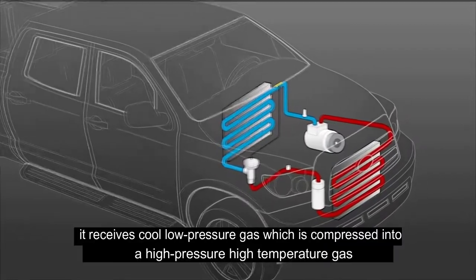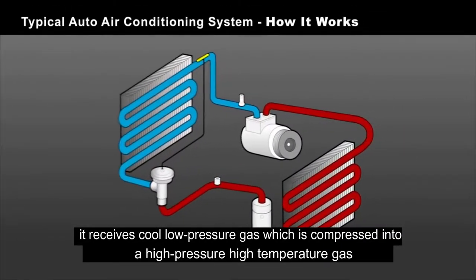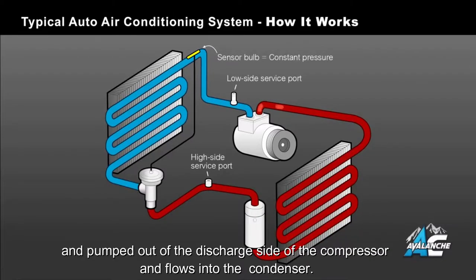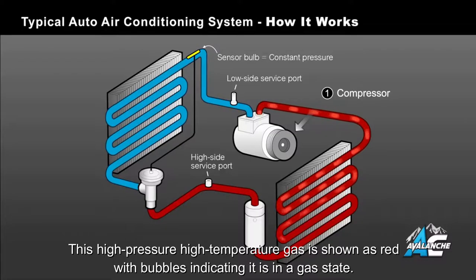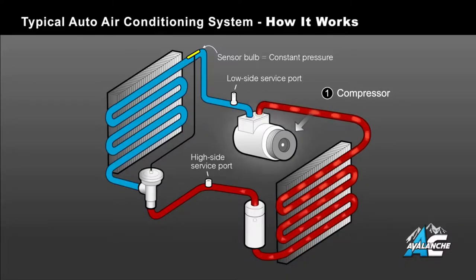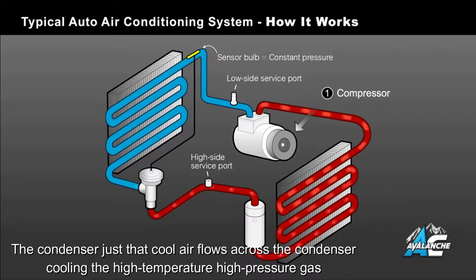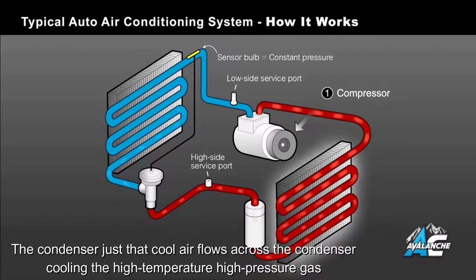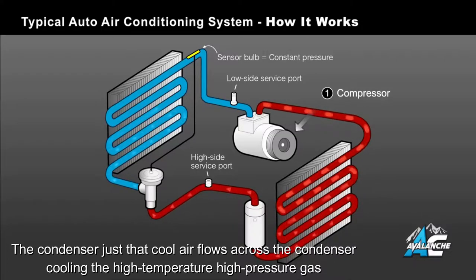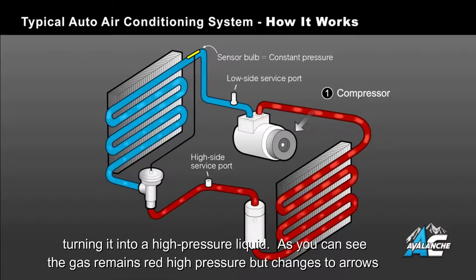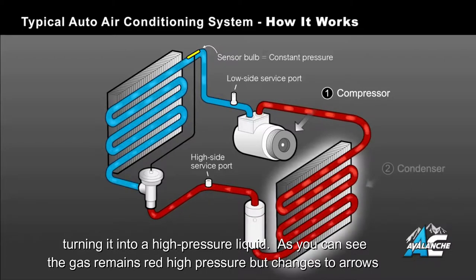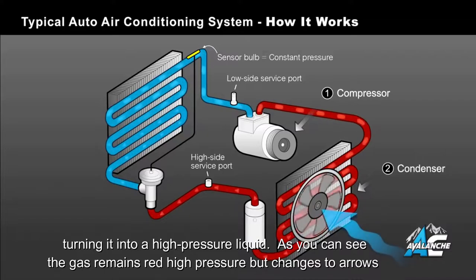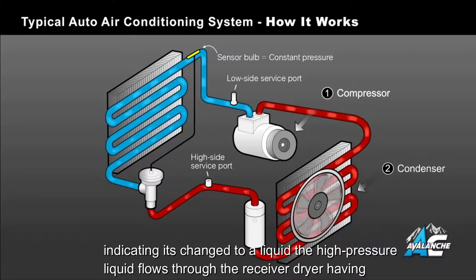It receives cold, low pressure gas, which is compressed into a high pressure, high temperature gas and pumped out of the discharge side of the compressor and flows into the condenser. This high pressure, high temperature gas is shown as red with bubbles indicating it is in a gas state. Cool air flows across the condenser, cooling the high temperature, high pressure gas and turning it into a high pressure liquid. As you can see, the refrigerant remains red, high pressure, but the change to a solid color indicates it changed to a liquid.